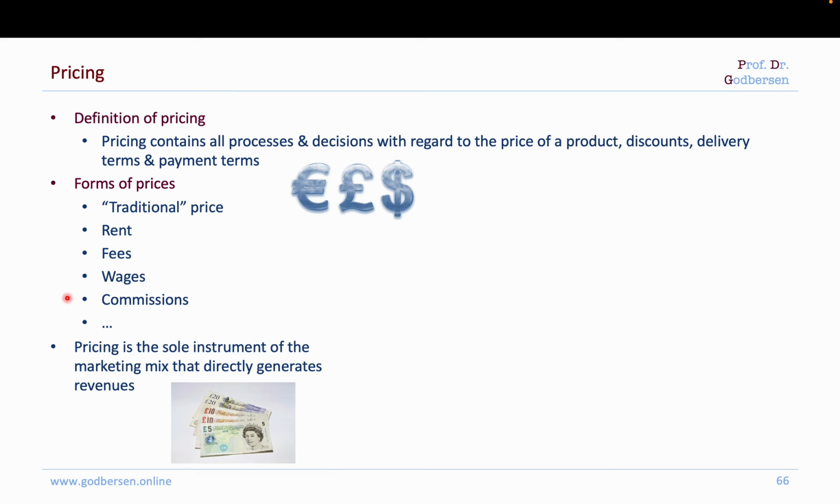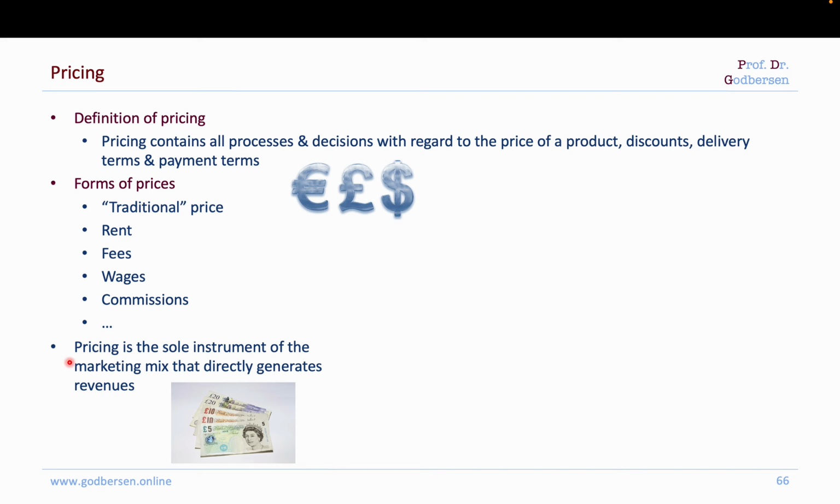And one should never forget, as a marketeer or marketing manager or even a business manager in general, pricing is the only instrument of the marketing mix that generates revenues. To be precise, that directly generates revenues. All the other instruments of our marketing mix, product, place, promotion, they cost something first and only indirectly can generate revenues.